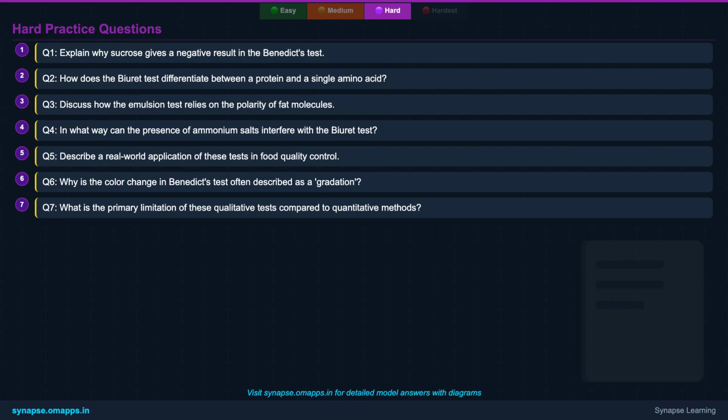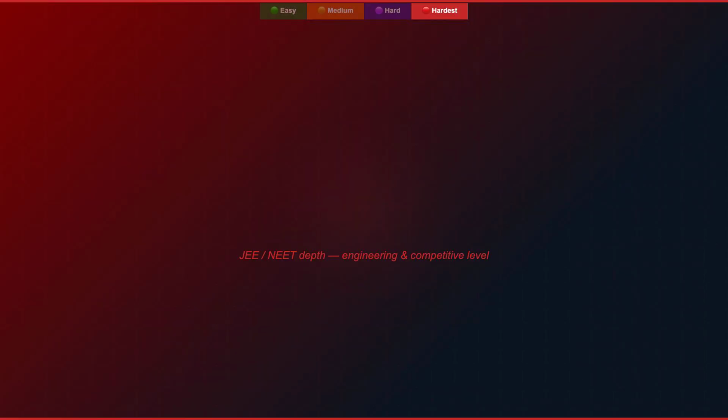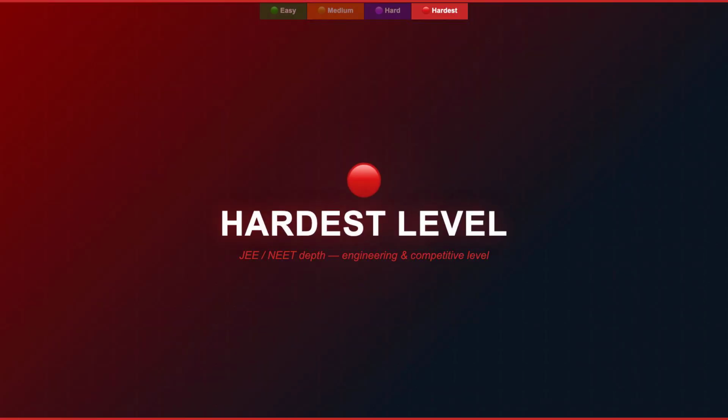Can you explain why a non-reducing sugar wouldn't react with Benedict's solution? How might these tests be used in a food processing plant? Consider scenarios where a false positive or negative might occur. These questions will challenge you to think like a scientist. Are you ready to truly master this topic?